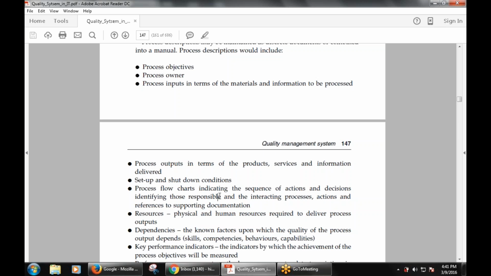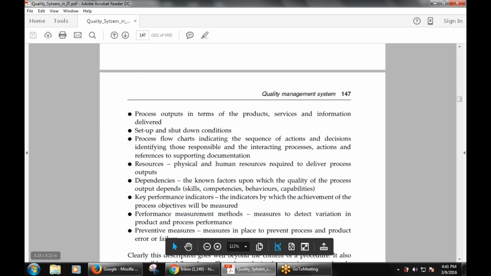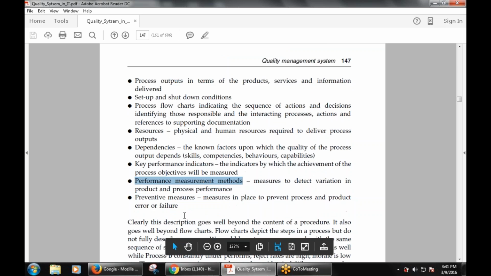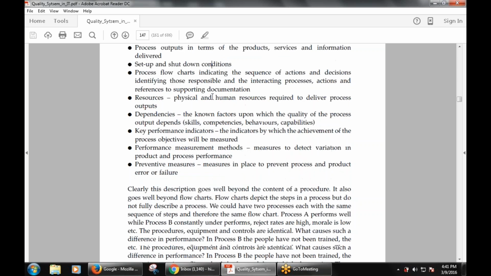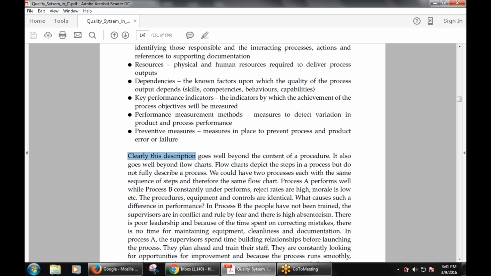These are the various process descriptions that would include the process objective, owner, input, output, setup and shutdown conditions, process flowcharts, resources, dependencies, key performance indicators, performance measurement methods, preventive measures. These are the various key points that will be covered in the process description. Clearly, this description goes well beyond the content of a procedure.